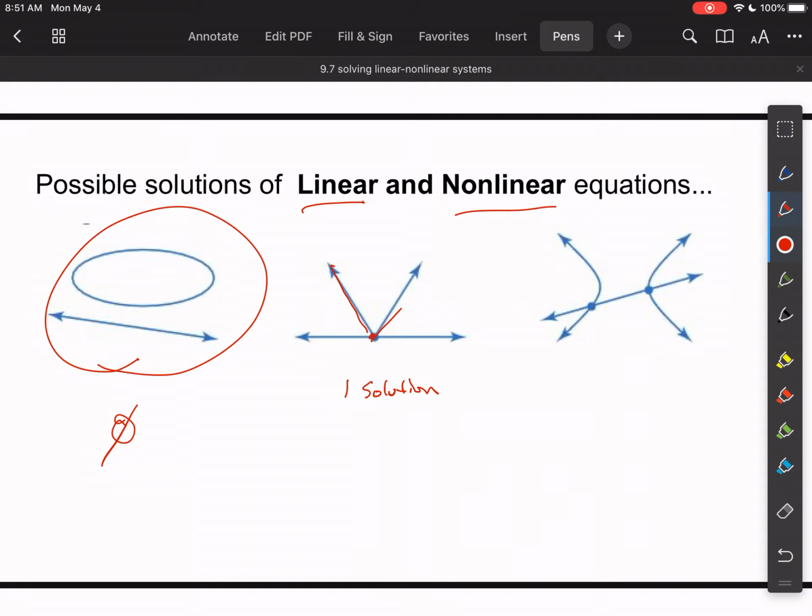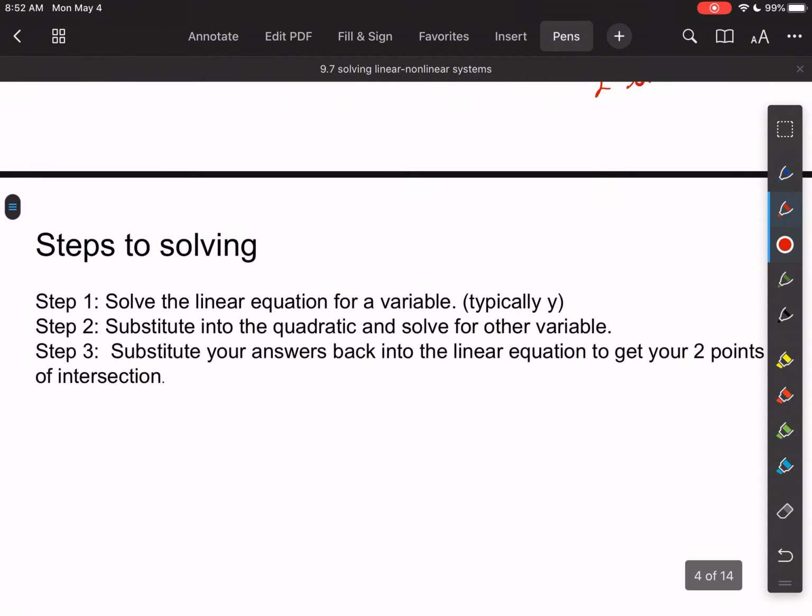Then we could have this possibility where we have a line that touches a graph in two places. You can also think of a line going through an ellipse or a circle or something like that. That's two solutions, right? So that's kind of what we're doing today.